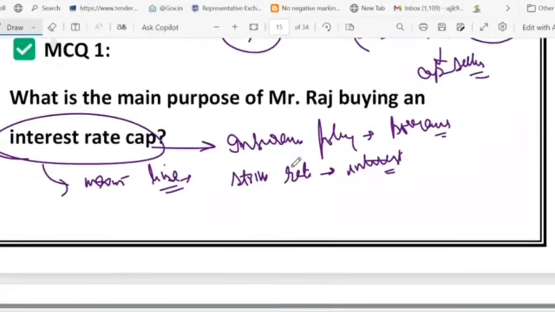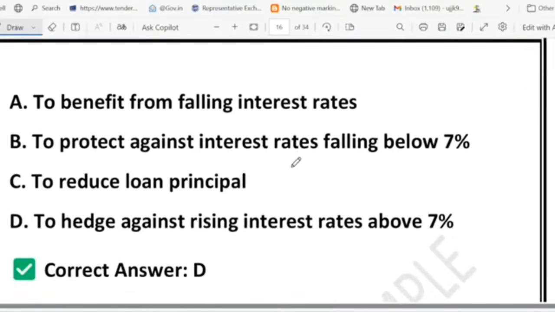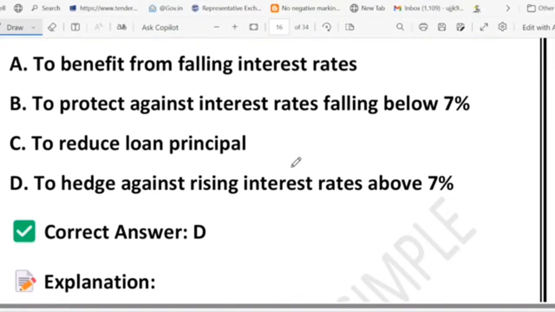Now let's go through each and every option. Option A, to benefit from falling interest rate. See, a cap doesn't help with falling interest rates. If the interest rate falls, Raj pays lower interest anyway. That is the benefit of a floating rate loan. The cap only helps when the interest rate rises.